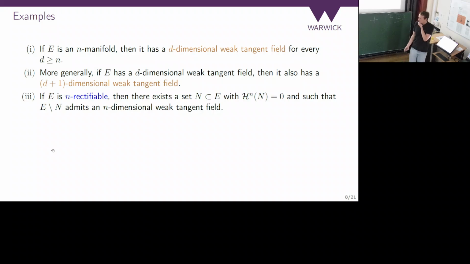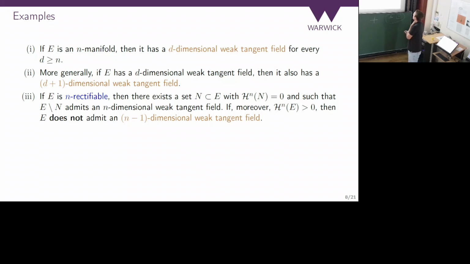For rectifiable sets, it gets a bit more complicated. So if E is n-rectifiable, then what's easy is that you can find a null set N, such that the remainder of the set admits an n-dimensional weak tangent field. That you can do simply. The question whether you can remove the set N, I'd rather not talk about. Yes, if the set E has positive measure, then you cannot do anything better. So you need at least an n-dimensional weak tangent field. Nothing smaller is possible.